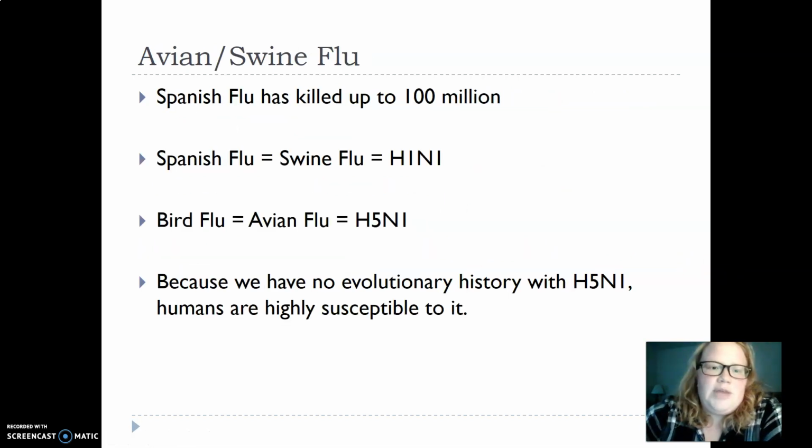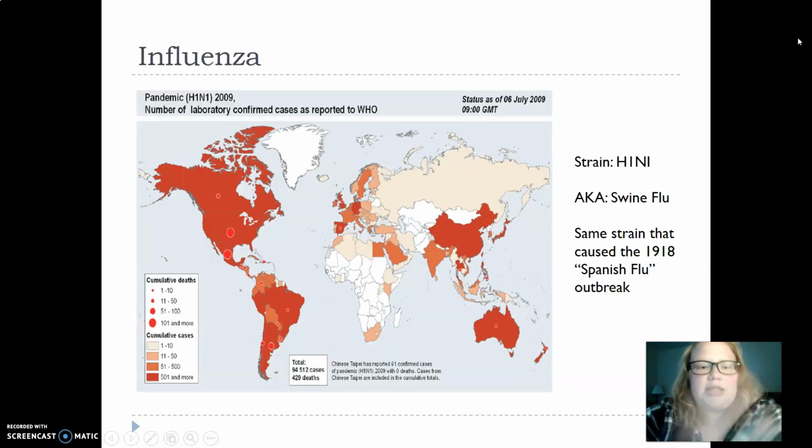Flu, so avian and swine flu. Swine flu, or Spanish flu, is H1N1. And our current flu shot has an H1N1 vaccine in it, so that's good. Bird flu is avian flu, which is H5N1, and we don't have any evolutionary history with it, so that makes us super susceptible to it. Influenza, this is the 2009 swine flu map, H1N1. The case count down here is not accurate, but this does show how it spread.